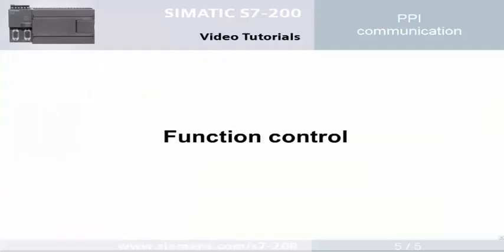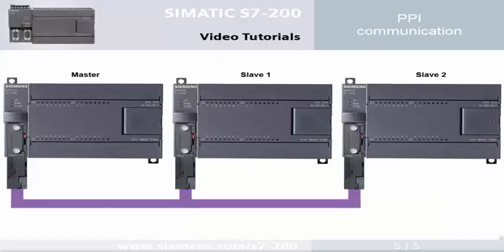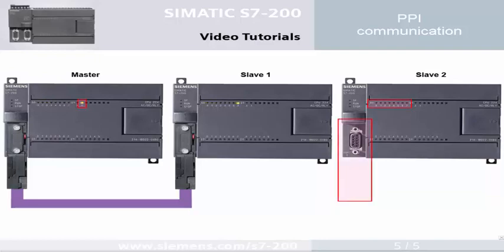Step 5. Function control. With the transition of the master PLC into run mode, the running light is output in the given sequence. If the communication of the master with one of the slaves is interrupted, the running light goes out on the respective slave, and output bit 1.1 of the master indicates this error, and goes out after reconnection.